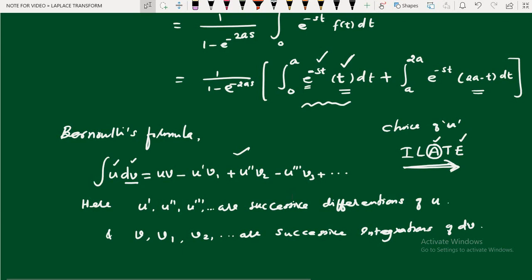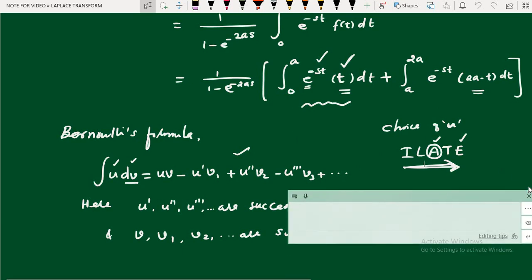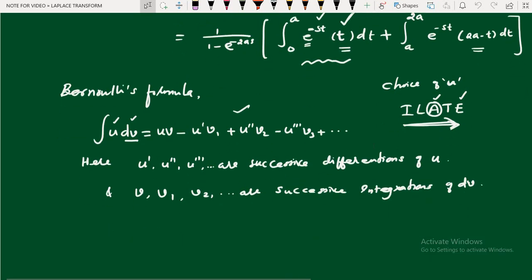Actually, no need to follow this formula also. I will tell one shortcut idea. We can follow that. The shortcut idea also is based on this formula only. So easily you can understand that one. See how I will proceed. L of f of t equal to 1 by 1 minus e power minus 2as into. Now this is integral u dv format. Here now all of you know which is u and which is dv.